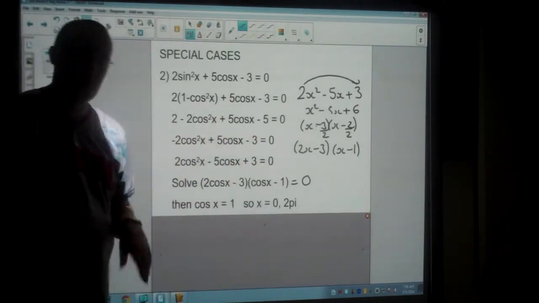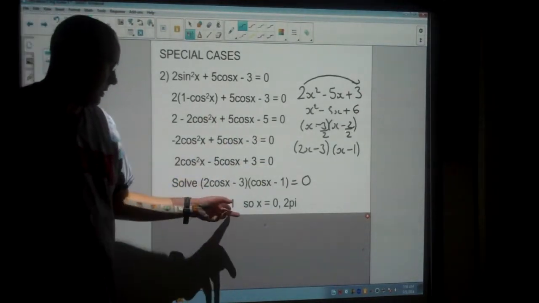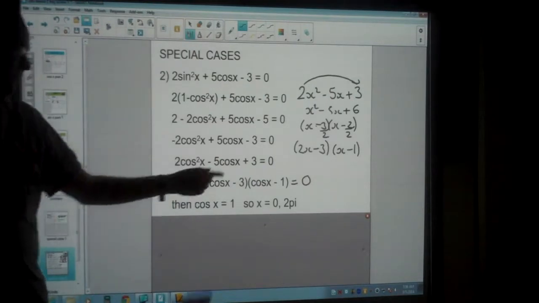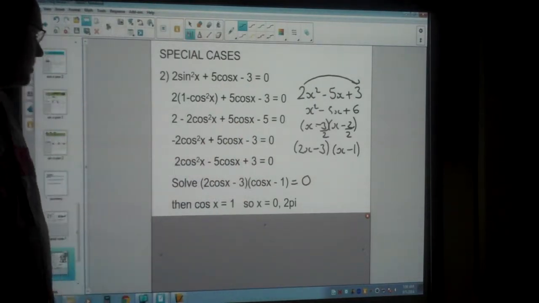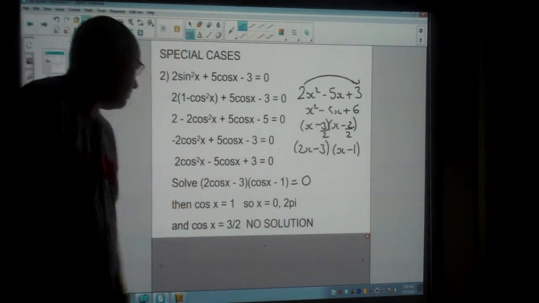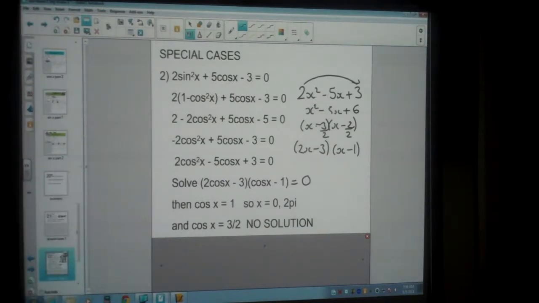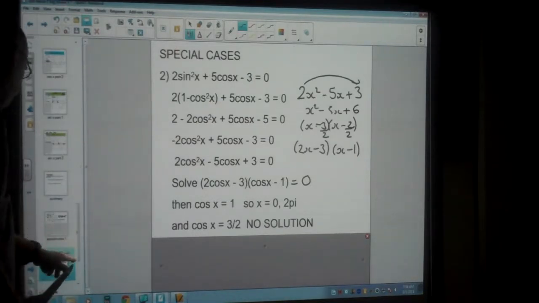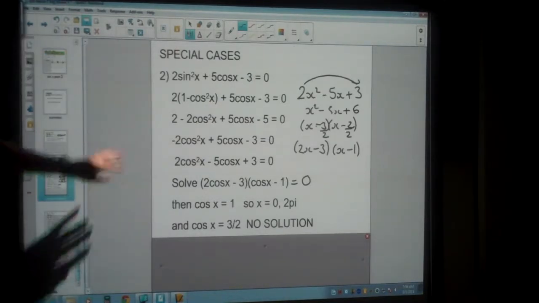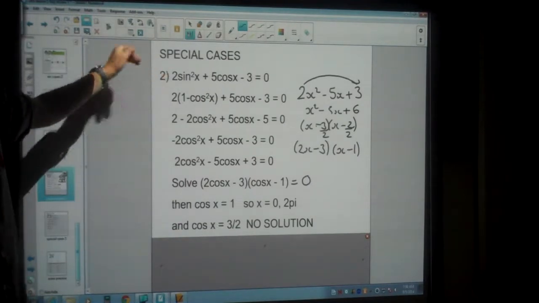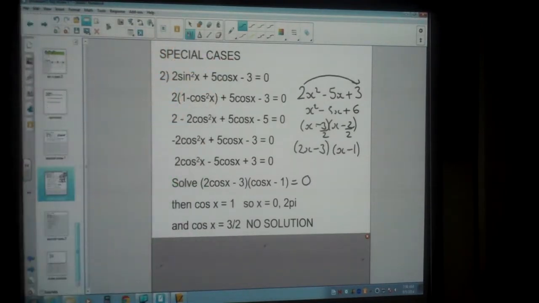When does cosine x minus 1 equal 0? When cosine x equals 1, and then from the graph, 0 and 2 pi, or 0 and 360. And for our other one, when does cosine x equal positive 3 over 2? And of course it doesn't, because cosine goes between negative 1 and 1. So a little more complicated when the leading coefficient isn't 1, and also when they're different ratios.